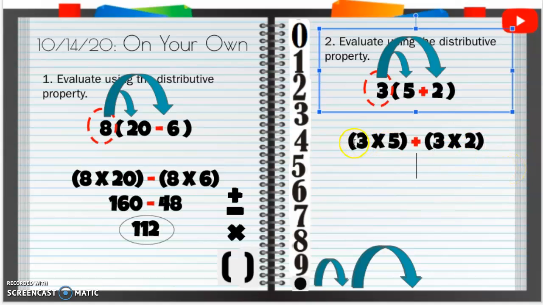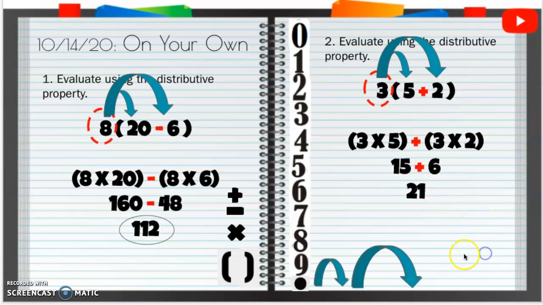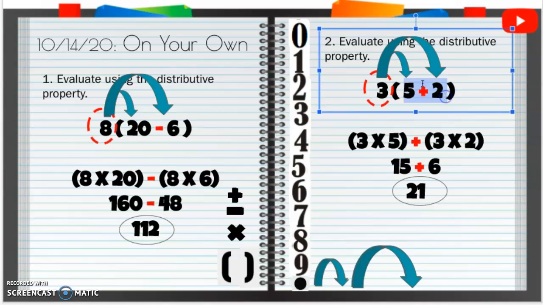Alrighty. Now, I know that 3 times 5 is going to be 15. Keep that addition symbol in there. 3 times 2, I know, is 6. I'm going to put that in red. All right, now we have 15 plus 6. Well, I know that's 21. So our answer here is going to be 21.